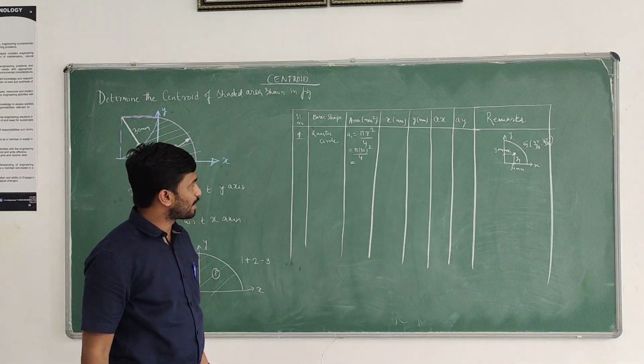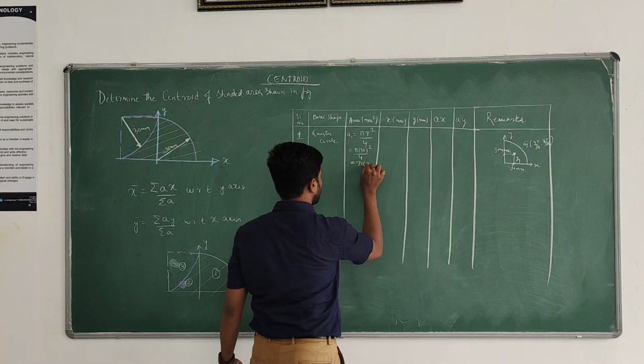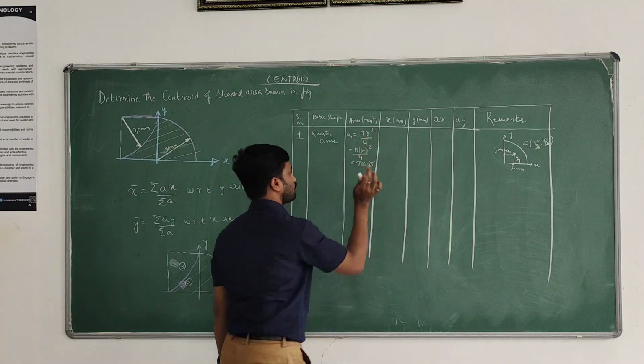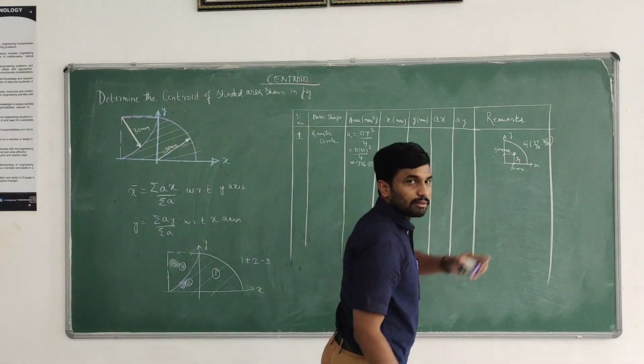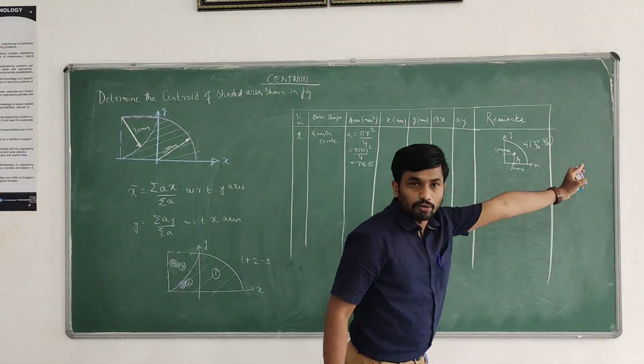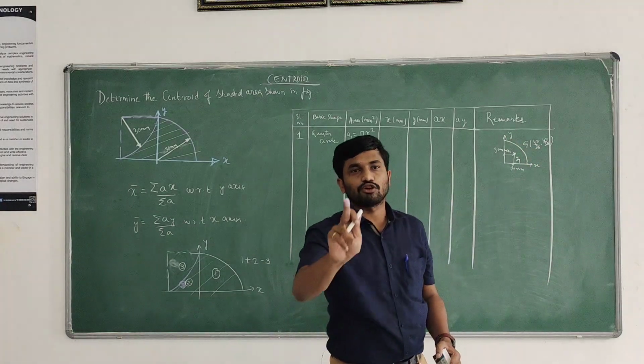What is the value of pi r square by 4? 706.85 mm square. This is A1. Next, x is 4r by 3 pi. Here one more thing we have to observe: this particular quarter circle lies in the first quadrant.